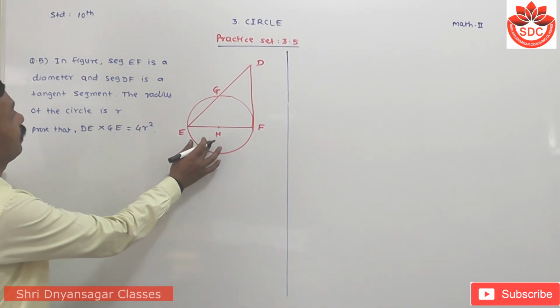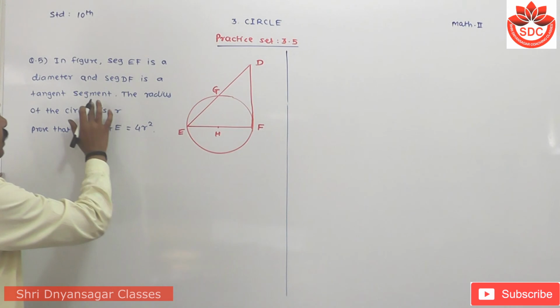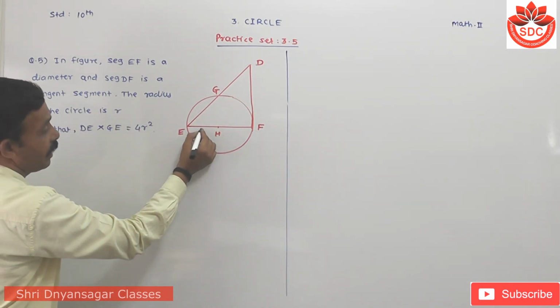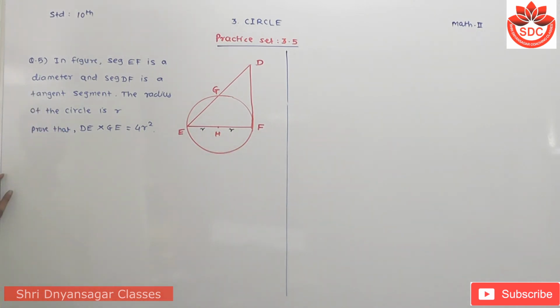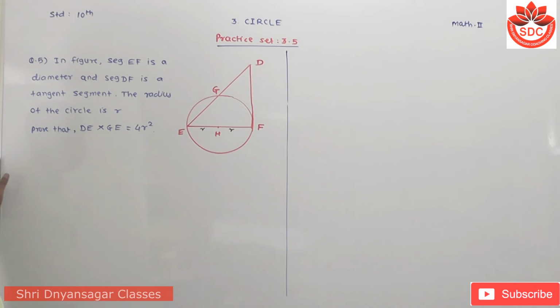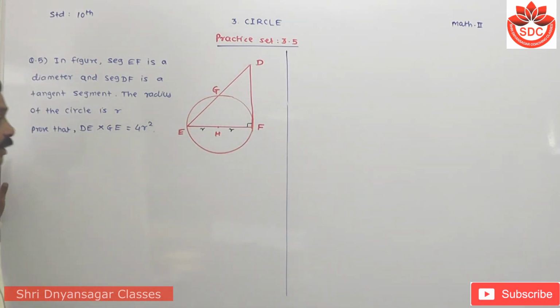In this figure, EF is the diameter, segment DF is the tangent segment, and the radius of the circle is R. Means that the radius is R here. Then prove that DE into GE is equal to 4R square. Student, very important question. So simple, look carefully. All of you know that a tangent is perpendicular to the radius, means that this angle is also a right angle. So I have to use all these conditions here.